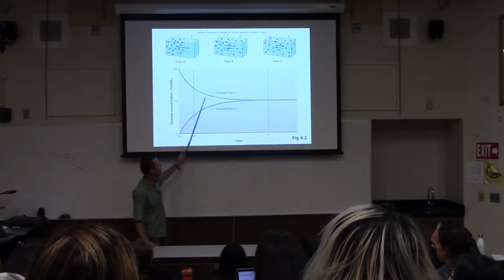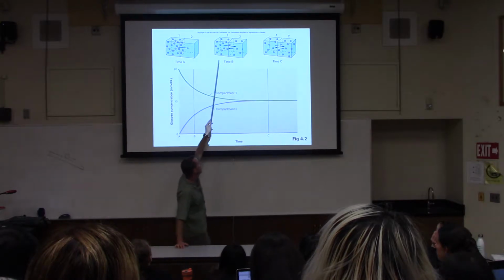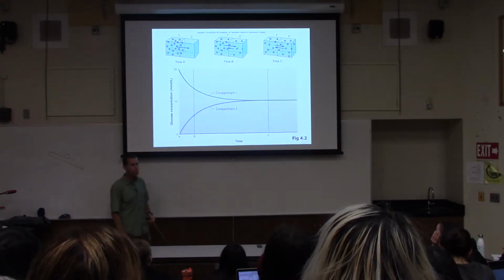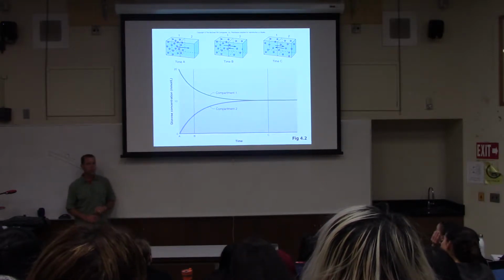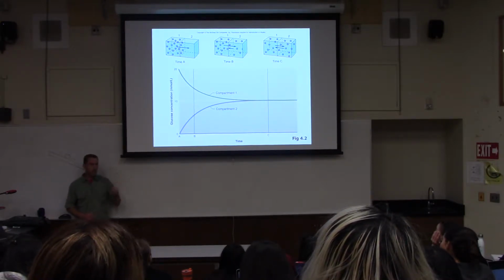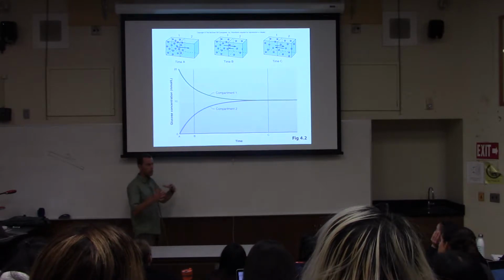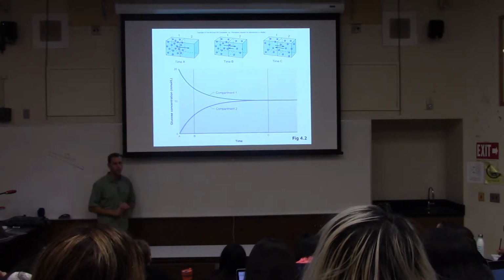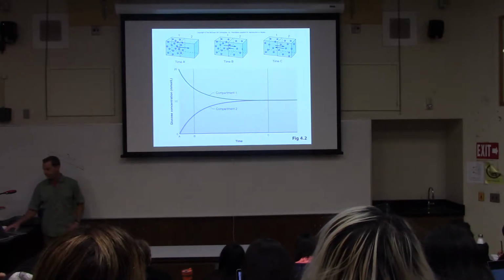But as these two concentrations get closer and closer together, say at time B and eventually time C, then the rate of diffusion slows way down. They can still be bouncing around at the same speed, but the rate that they're spreading out throughout these compartments is a lot less. Okay?